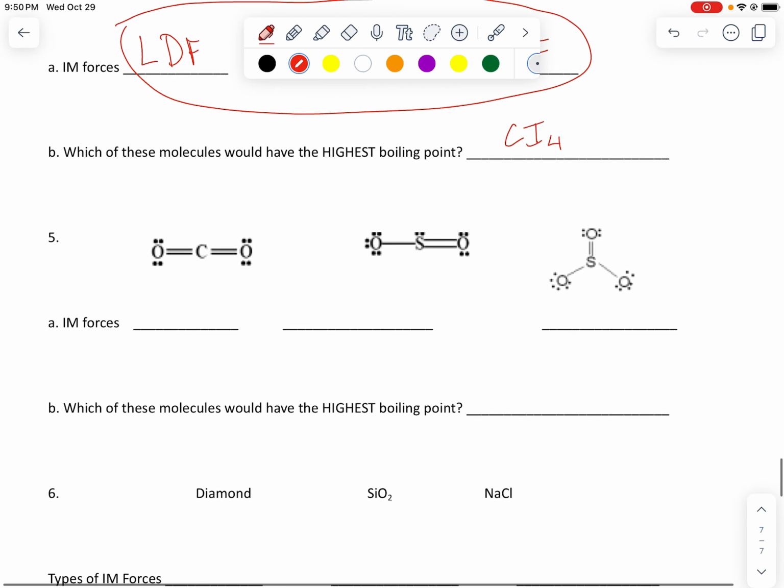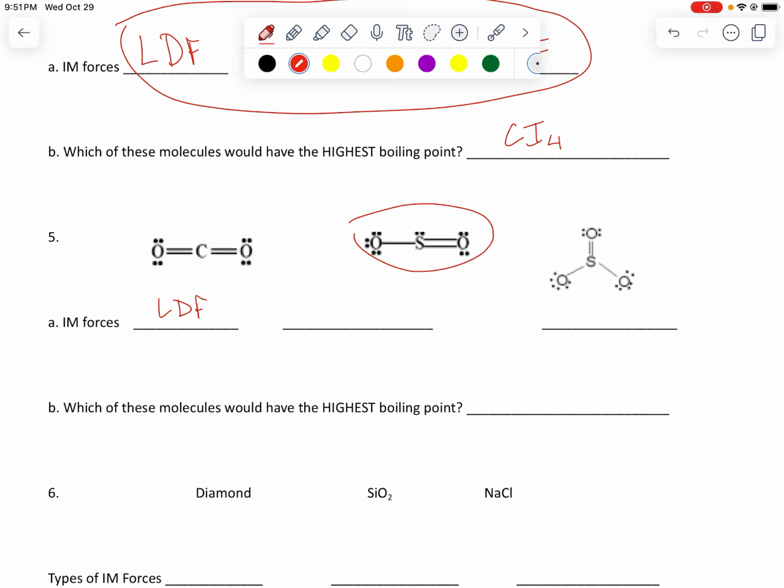All right, last two. This is going to be nonpolar. CO2 is nonpolar, so this is LDF. This is a bent shape, so it's going to be polar, but there's no hydrogen bonding, so that's dipole-dipole. This one's trigonal planar. Everything is the same bonded to the center, so it's LDF. Highest boiling point, again, is asking for the strongest intermolecular force. Dipole-dipole is stronger than LDF, so we would say SO2.